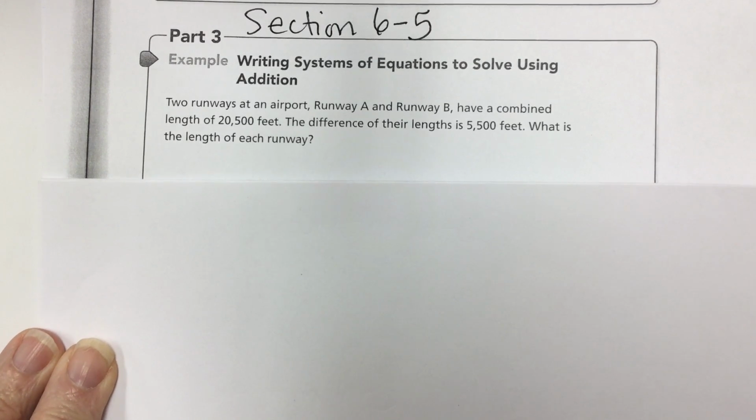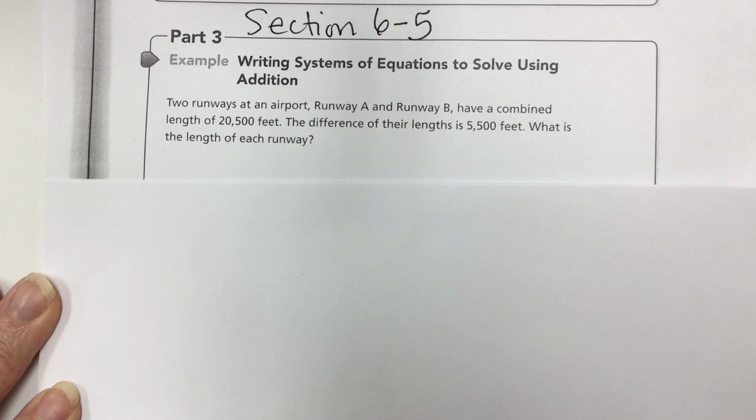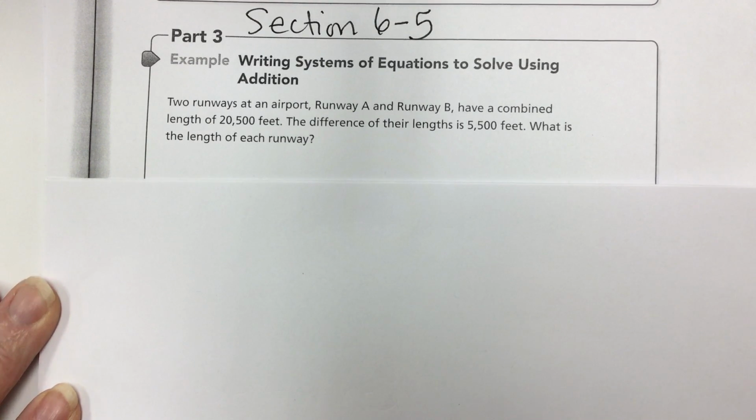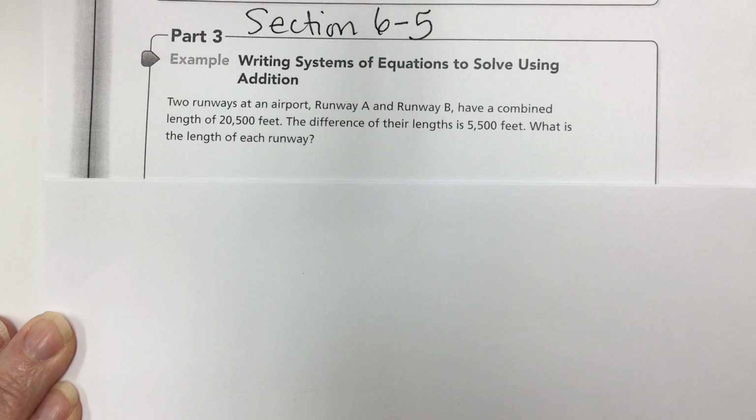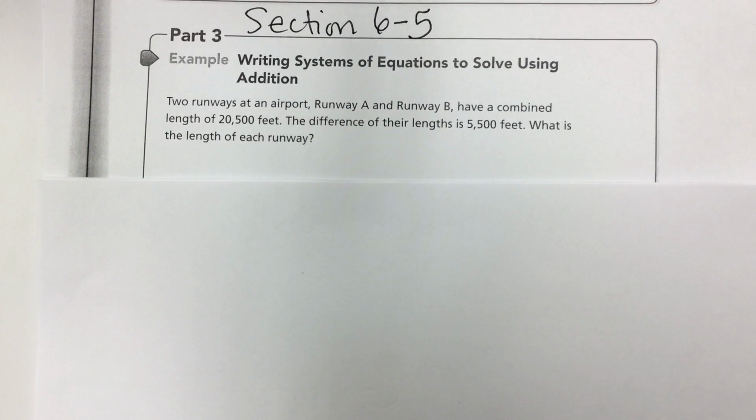Section 6-5, Part 3. Writing systems of equations to solve using addition. Two runways at an airport, runway A and runway B, have a combined length of 20,500 feet. The difference of their lengths is 5,500 feet. What is the length of each runway?